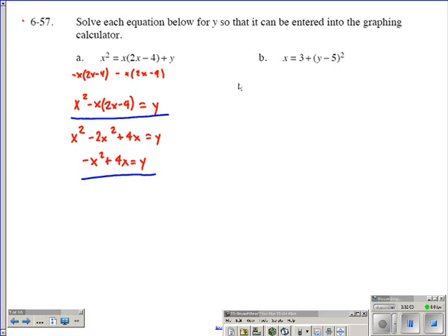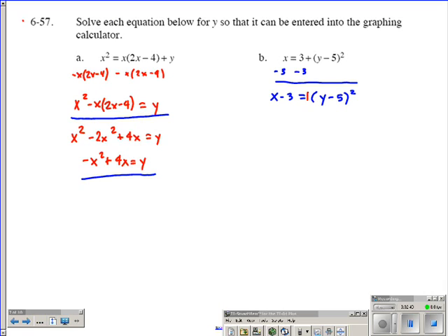Letter B, x equals 3 plus the quantity of y minus 5 squared. So we're solving it for y here, and y is inside grouping symbols, and there are no other y's in the equation. So the way I would do it is I would make sure I isolate this grouping symbol first, and that's the parentheses that are squared. So I'd subtract 3 first, and then I'd have x minus 3 equals the quantity of y minus 5 squared.